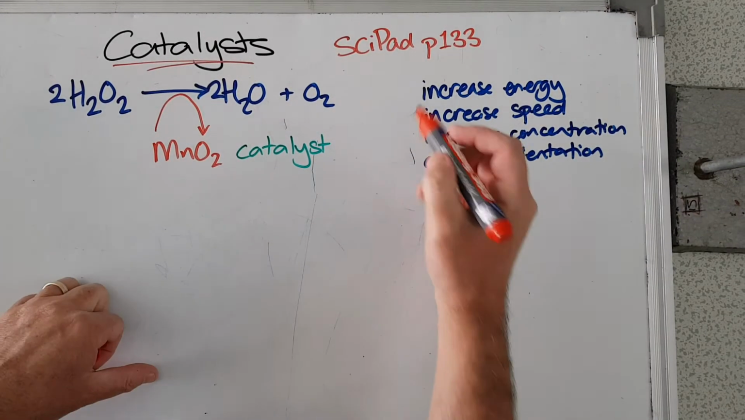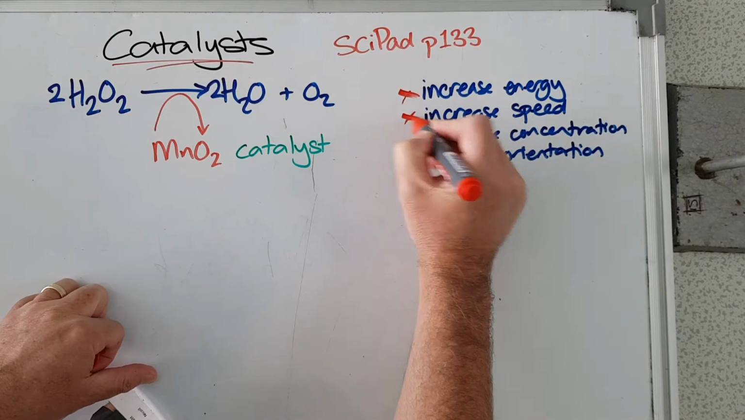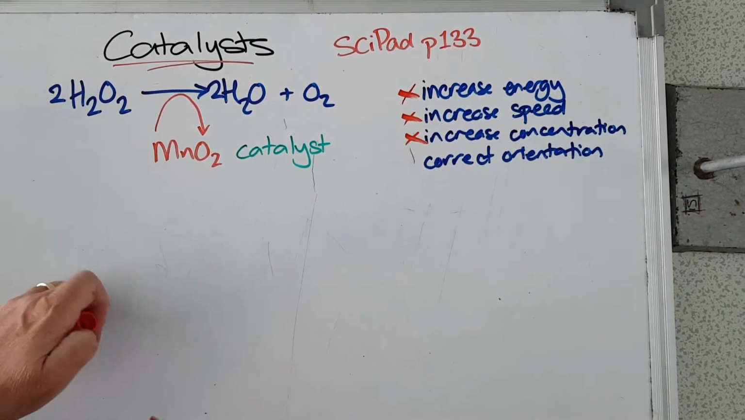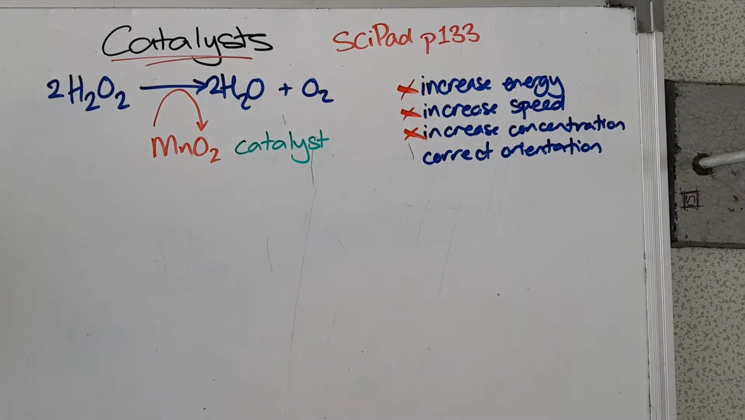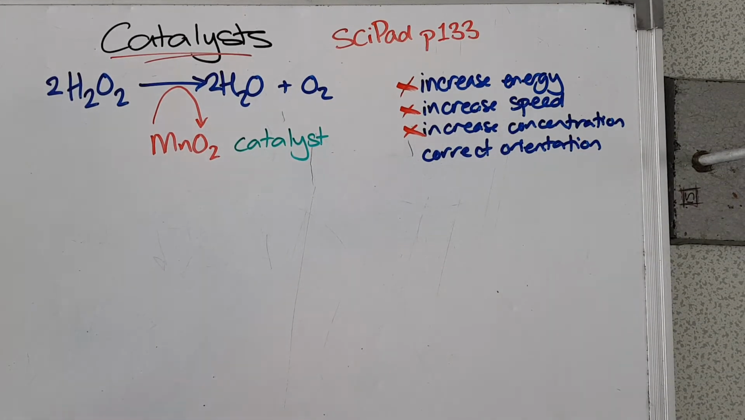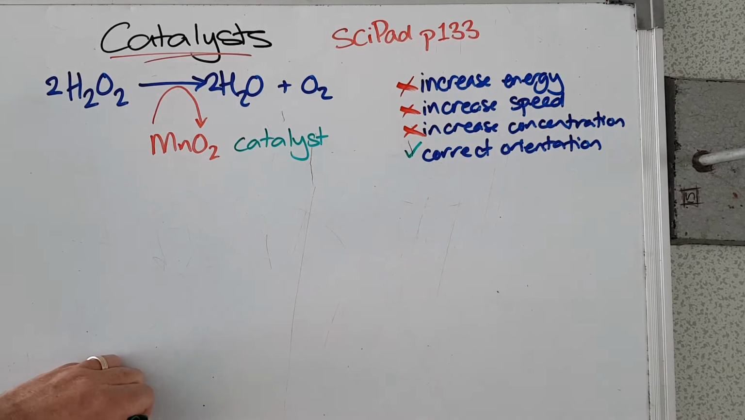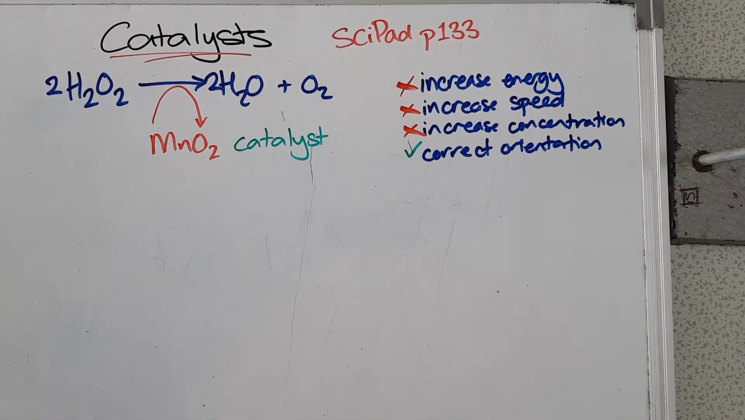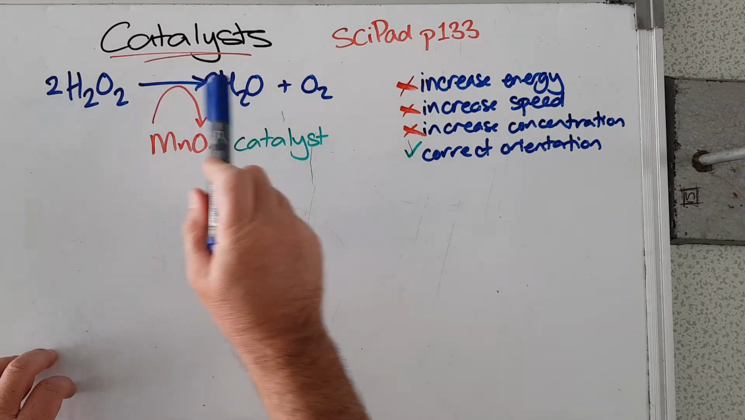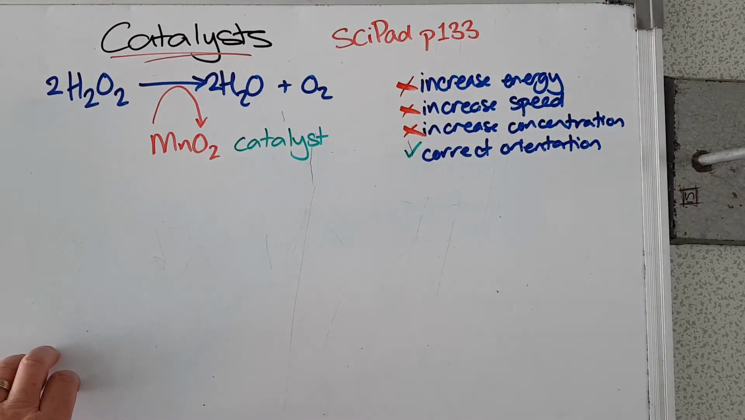So a catalyst does none of these first 3 things. It doesn't work those ways at all. It doesn't change concentration, energy, speed, none of that. But what it does do is it puts the particles in the correct orientation. So what we have here are 2 hydrogen peroxide molecules colliding, and they have to collide in a particular way to make water and oxygen gas.